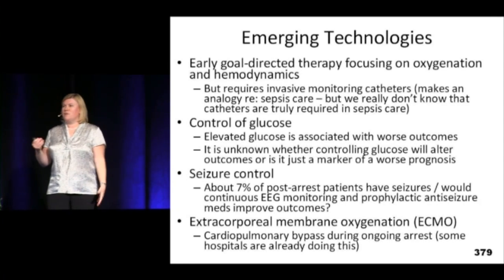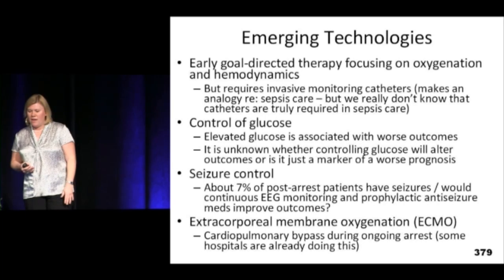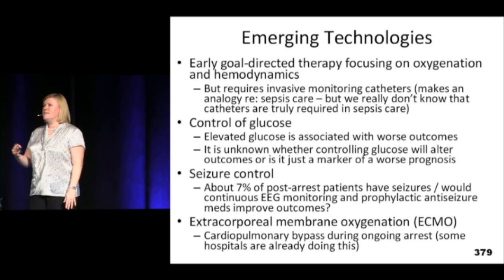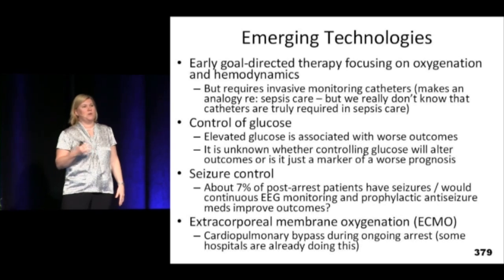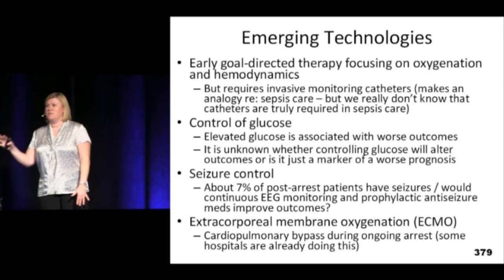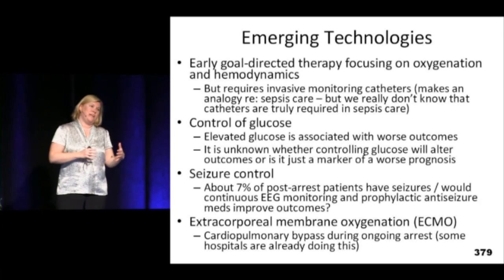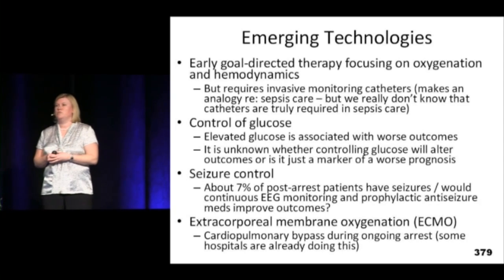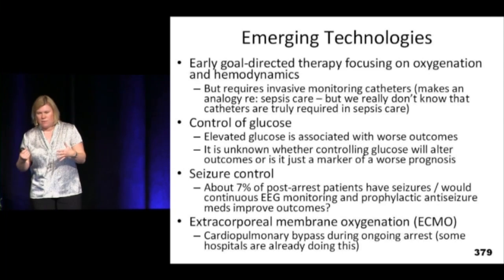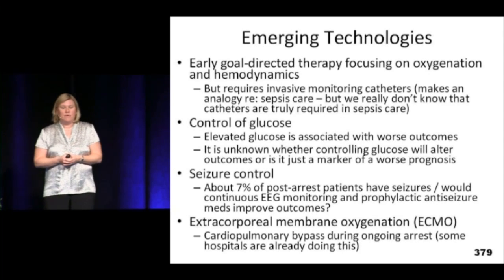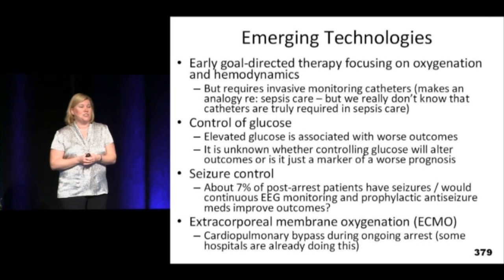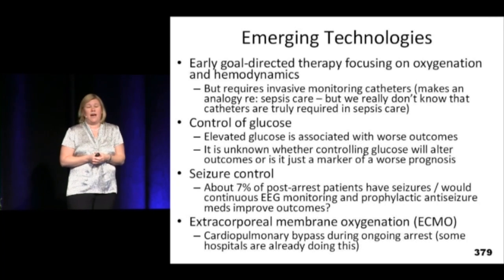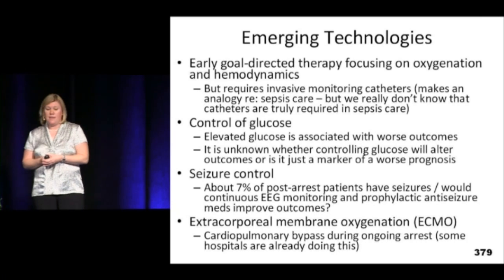Another thing that's out there is glucose control. We know that patients who have had a cardiac arrest and have hyperglycemia, it tends to be associated with worse outcomes. Doesn't mean that it causes worse outcomes, but it tends to be associated with them. So should we be controlling glucose more tightly? Should we be putting these people on insulin drips, et cetera? And we just don't know whether or not controlling their glucose will make a difference, if it will actually improve outcomes, or maybe it's just a sign of a patient who's going to do worse in the end.